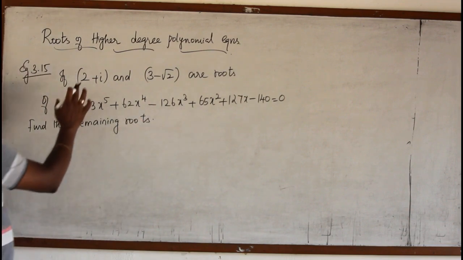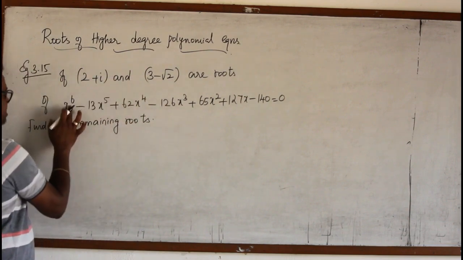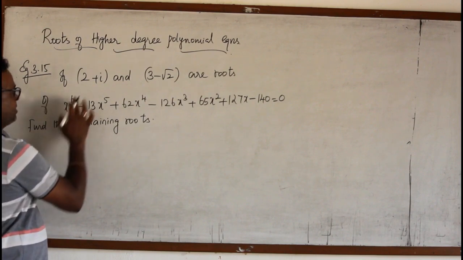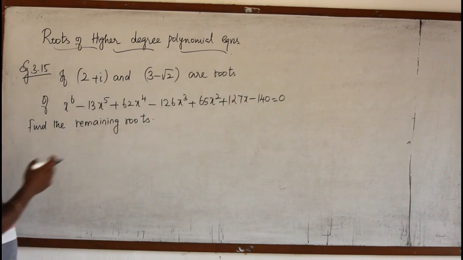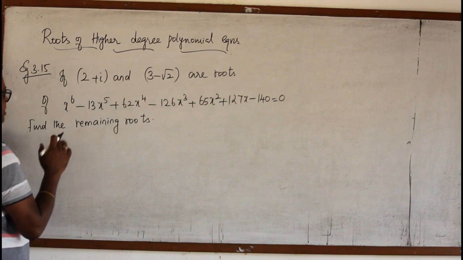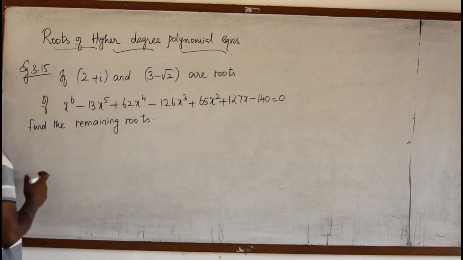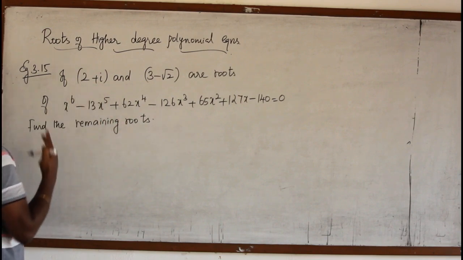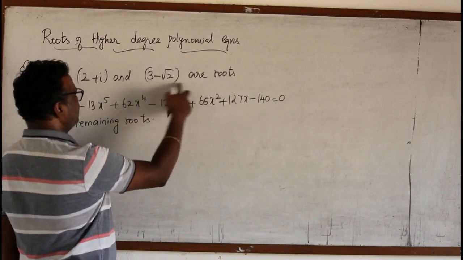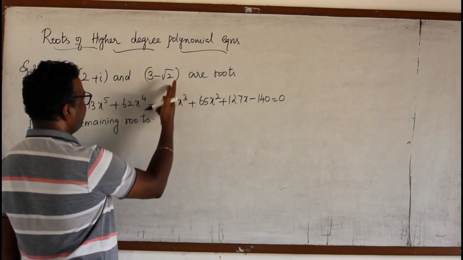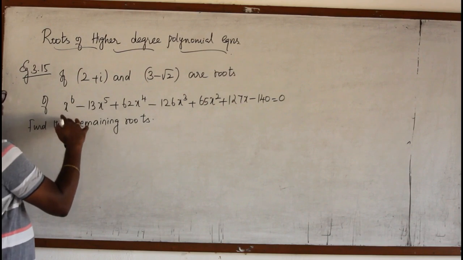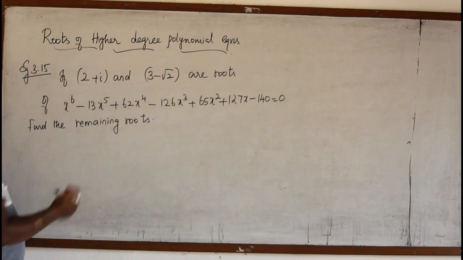Now, they gave 2 roots, but the highest power is 6. That means there must be 6 roots for this equation. So 2 roots are given, and I have to find the remaining 4 roots. If 2 plus i is a root, then automatically 2 minus i is also a root, therefore 2 roots are there. 3 minus root 2 is a root means 3 plus root 2 is also a root, therefore we have 2 more roots. So totally we have 4 roots in hand. By using these 4 roots, we are going to find the remaining 2 roots.